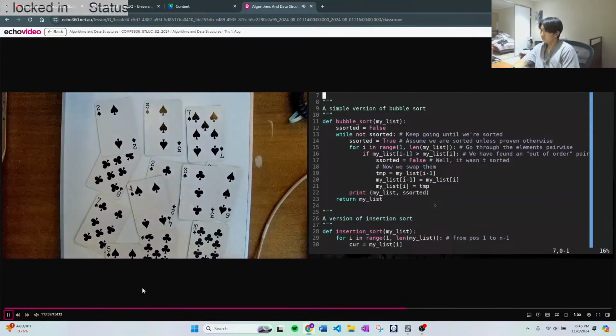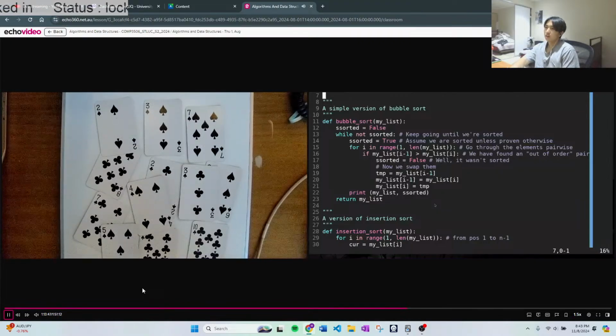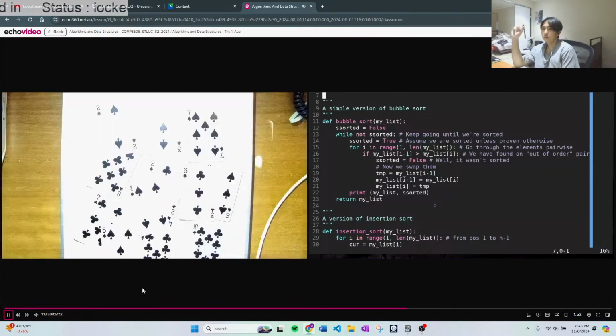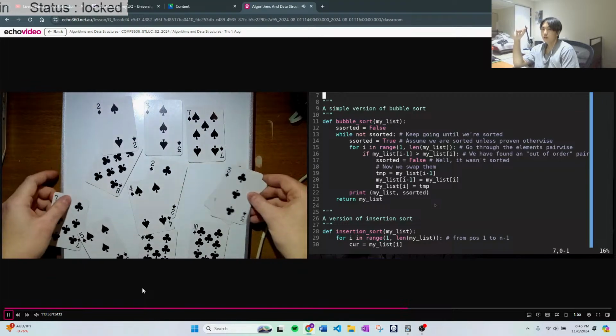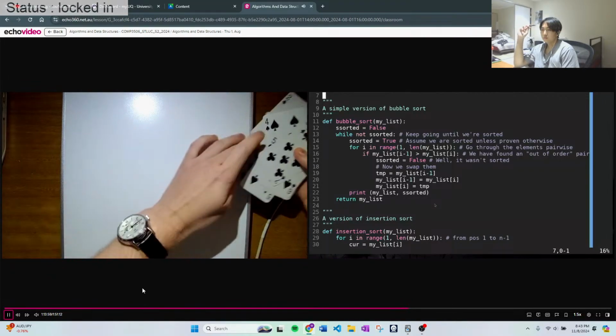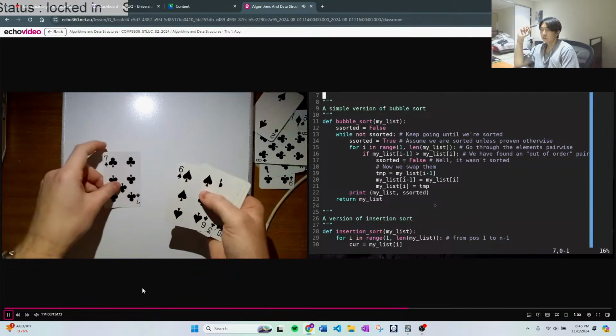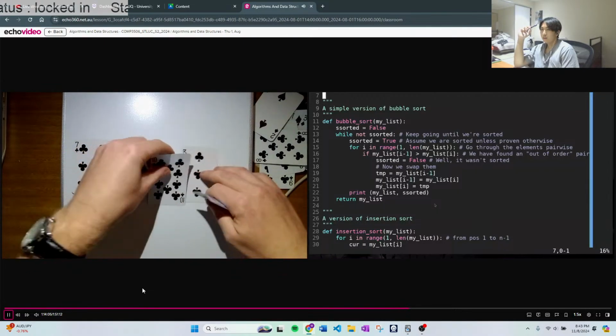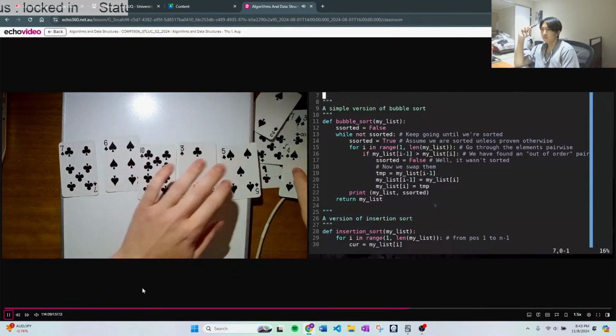All right, you're seeing my cards. I've got a bunch of cards. I don't really know how many to use. We can have pairs. Suits don't matter. Numbers on cards matter, but suits don't matter. Okay, I'm going to sort a very short list here.